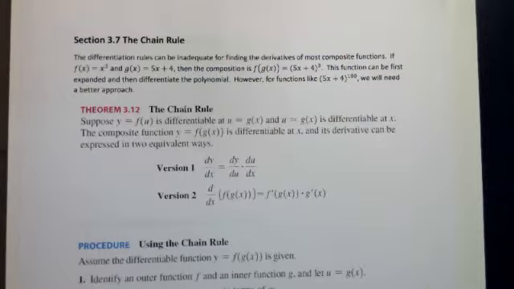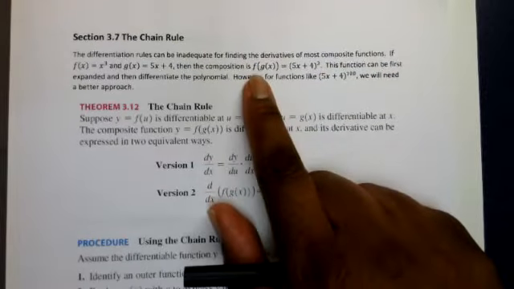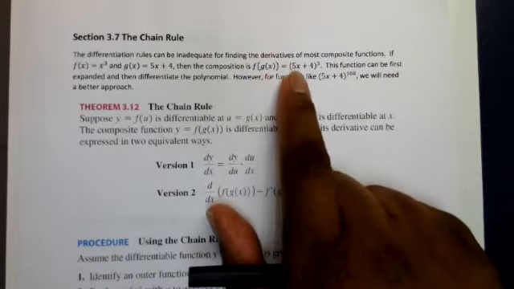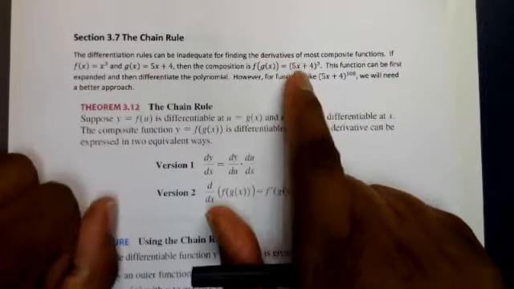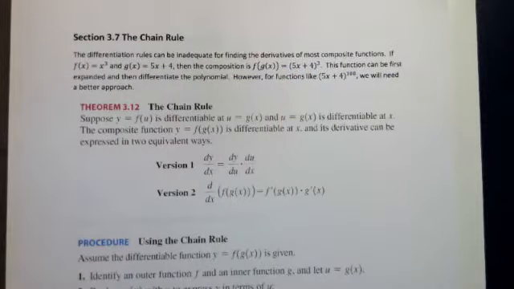Let's say we've got f of x is equal to x cubed and g of x is equal to 5x plus 4. Then the composition of f with g, or f of g of x, would be this. We substitute the x in the f of x function with g of x to get 5x plus 4 quantity cubed.